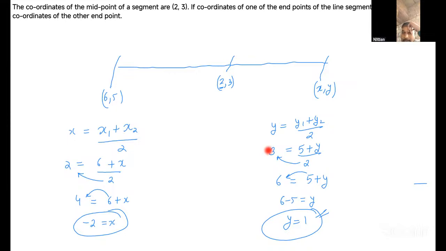Okay, now put the heading: centroid of triangle. I'm erasing this. Shall I erase this? Yes, sir. Okay. Put the heading: centroid of triangle.